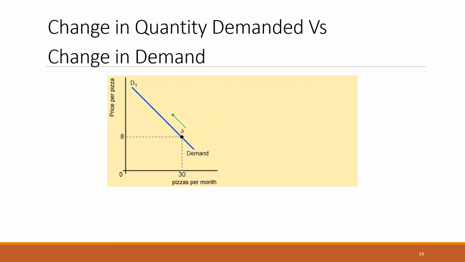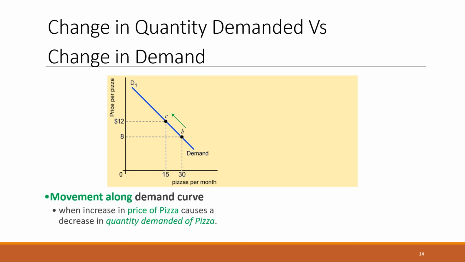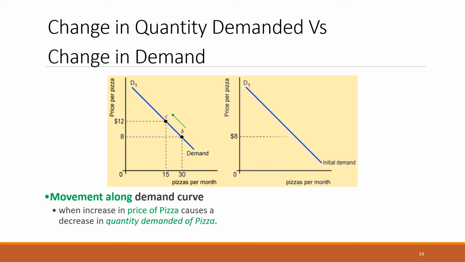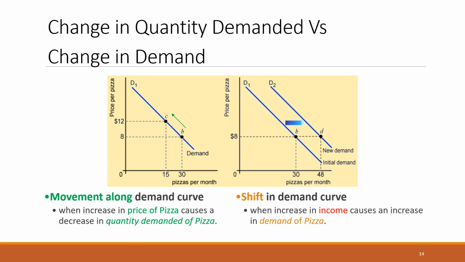In this chapter, we need to clearly differentiate between change in quantity demanded and change in demand. Change in quantity demanded means movement along demand curve. It is caused by change of product price itself. By referring to the first attached figure, D1 is the quantity demanded curve of pizza. When the pizza price increases from $8 to $12, quantity demanded of pizza reduces from 30 to 15 units per month.